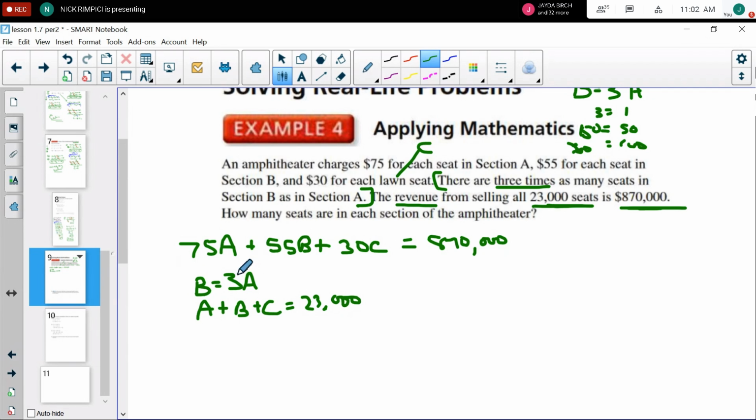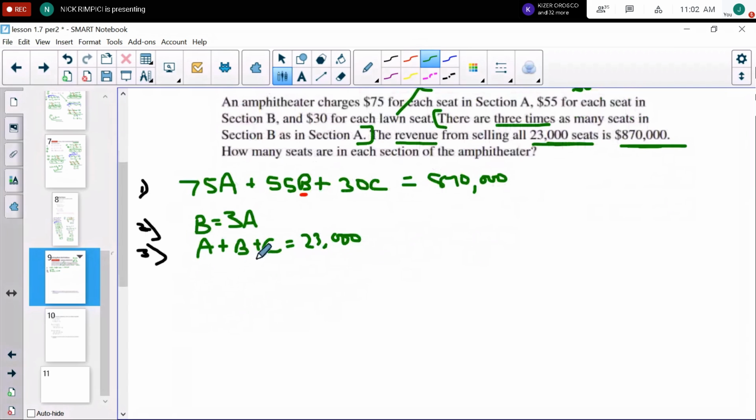So what I can do is this statement right here, statement 2, is really helpful. I have statement 1, statement 2, and statement 3. The second statement is super helpful because what we know is that B is 3A, which means I can replace this B with 3A. I'm going to rewrite equation 1, replacing B with its value, 3A.